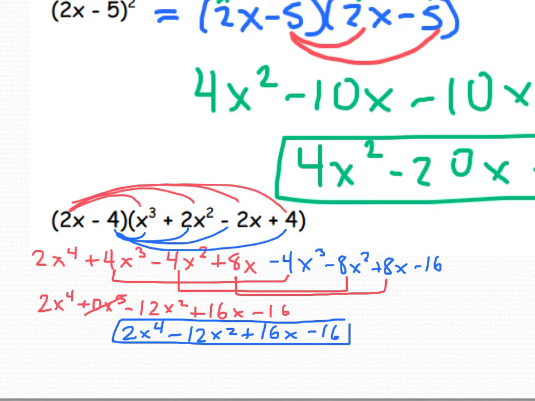We have the 2x, and what I did, you see it in red, I distributed the 2x to every term on this side. I showed that here in red by multiplying, again using your rules of exponents. Then I showed distributing the minus 4, which I wrote in blue, again using the rules of exponents. What I did, shown by the red lines, is combine like terms, and in the end I got 2x to the fourth minus 12x squared plus 16x minus 16 as my final answer. So this one is just, again, horizontally, that FOIL method. Basically, it's just an application of the distributive property we talked about a long time ago.